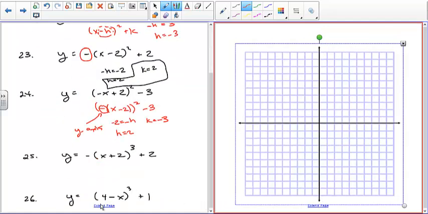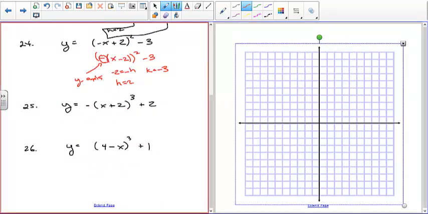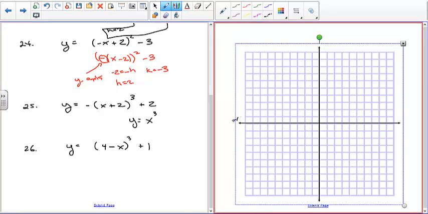Okay, next one. So the parent function here is the cubic function. So parent function or common function is y equals x cubed. So let's just draw that on the graph. Again, we'll go from minus 10 to plus 10. So x equals 0, y equals 0. x equals 1, y equals 1. 1 cubed equals 1. 2 cubed equals 8. And then you can go the other way. So this one is one that's symmetric around the origin.